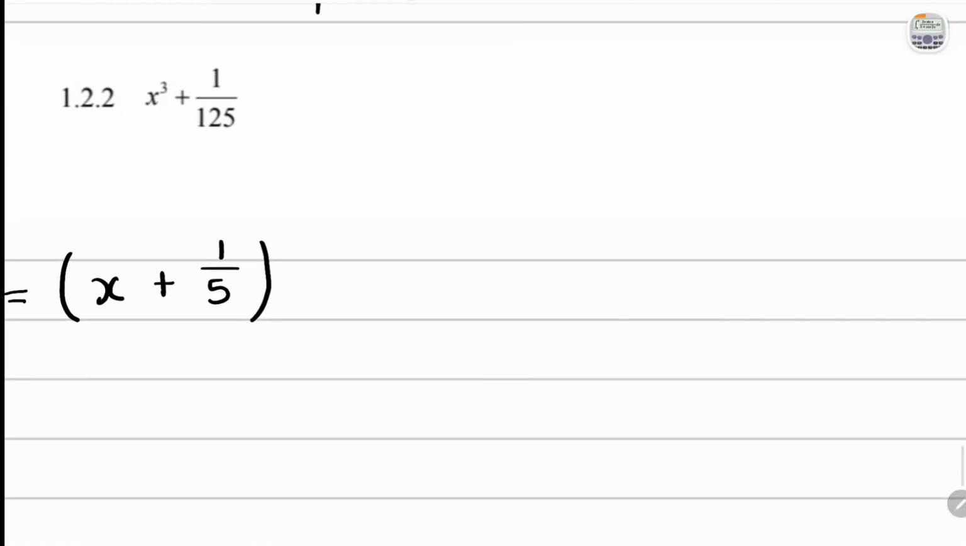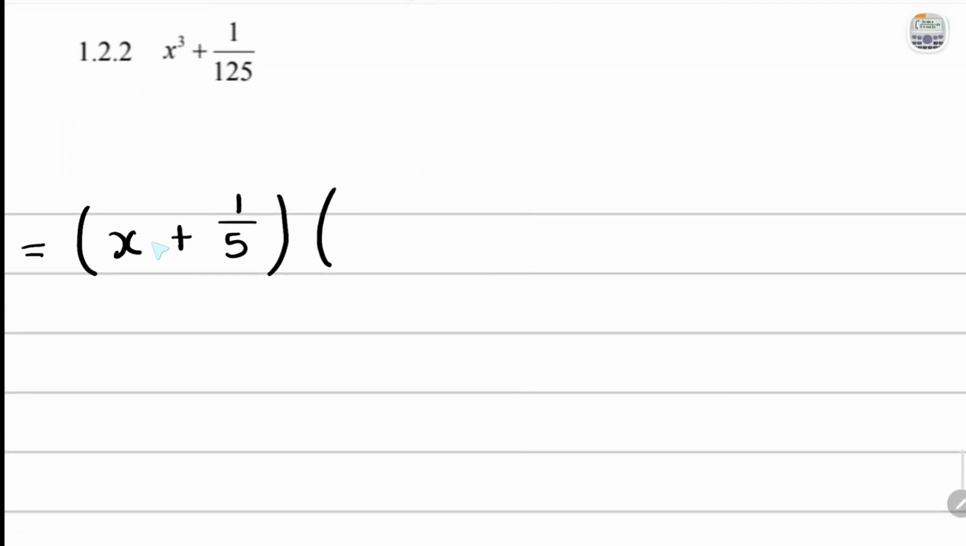Then in the bigger bracket, this is what we're going to have. So in this bigger bracket, we're first going to look at the first term and square it. So that gives you x squared. Then take the last term and also square it. So this is focusing on the first bracket. That would give you 1 over 25.